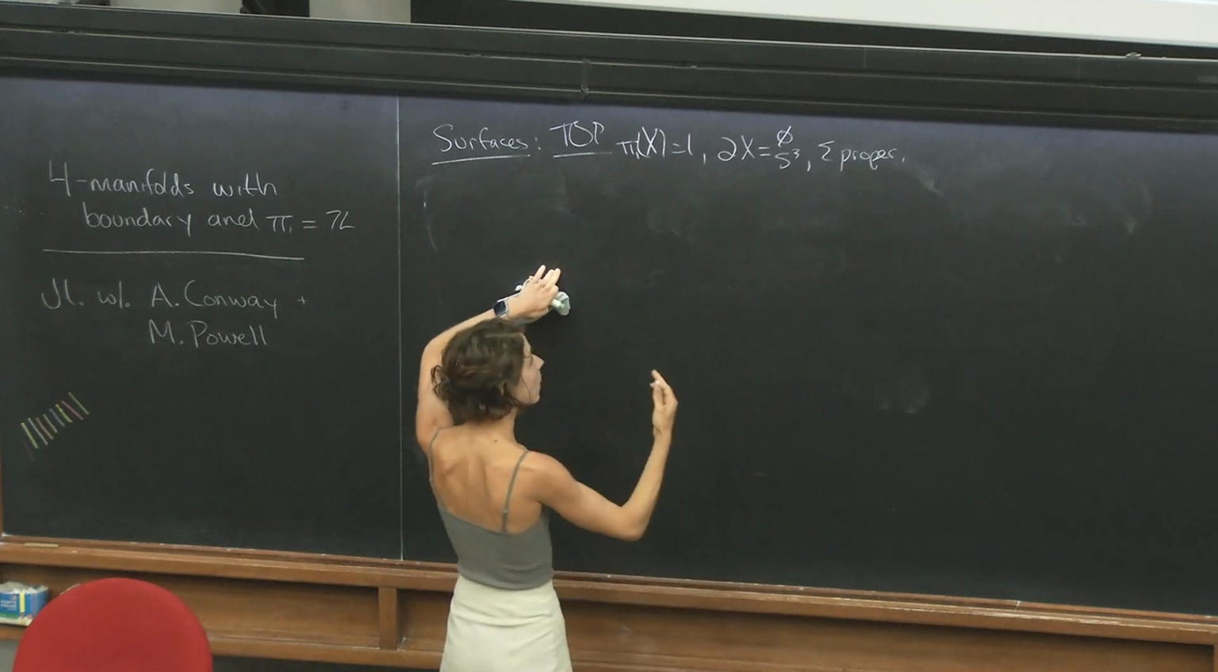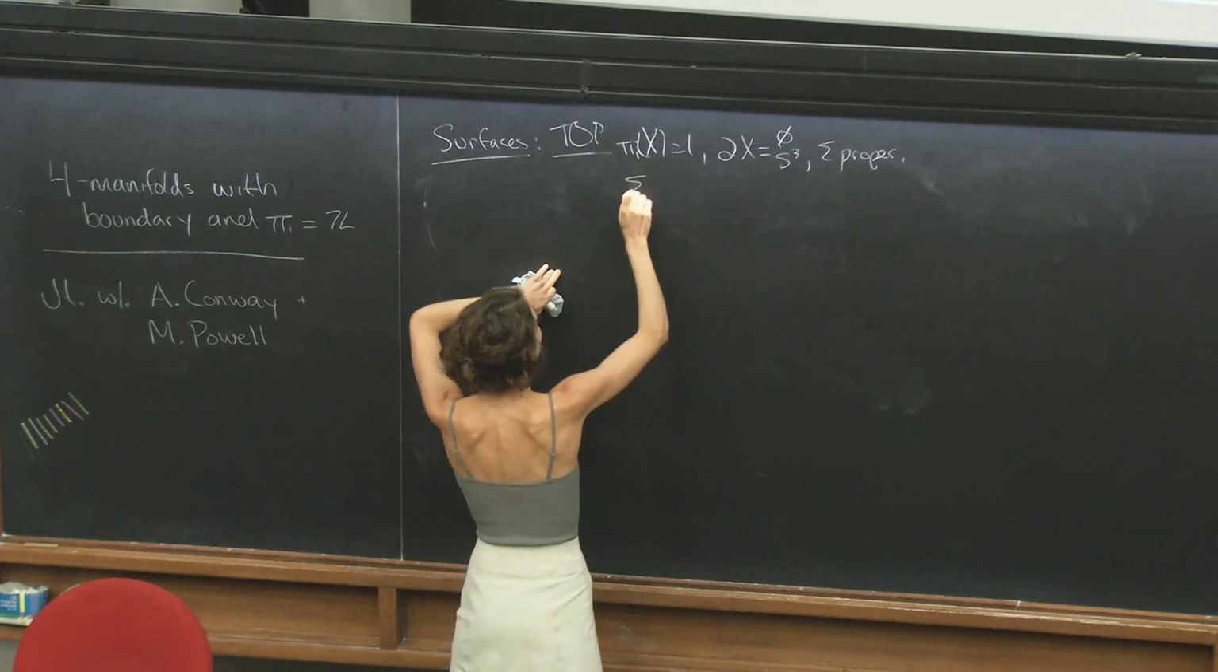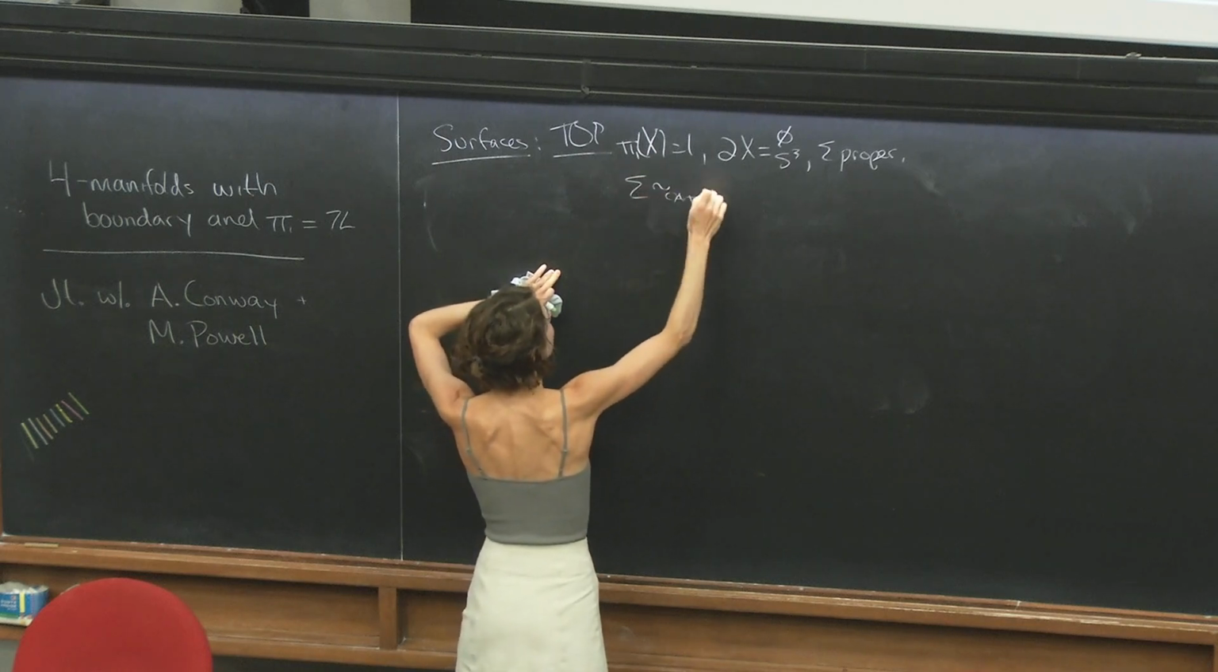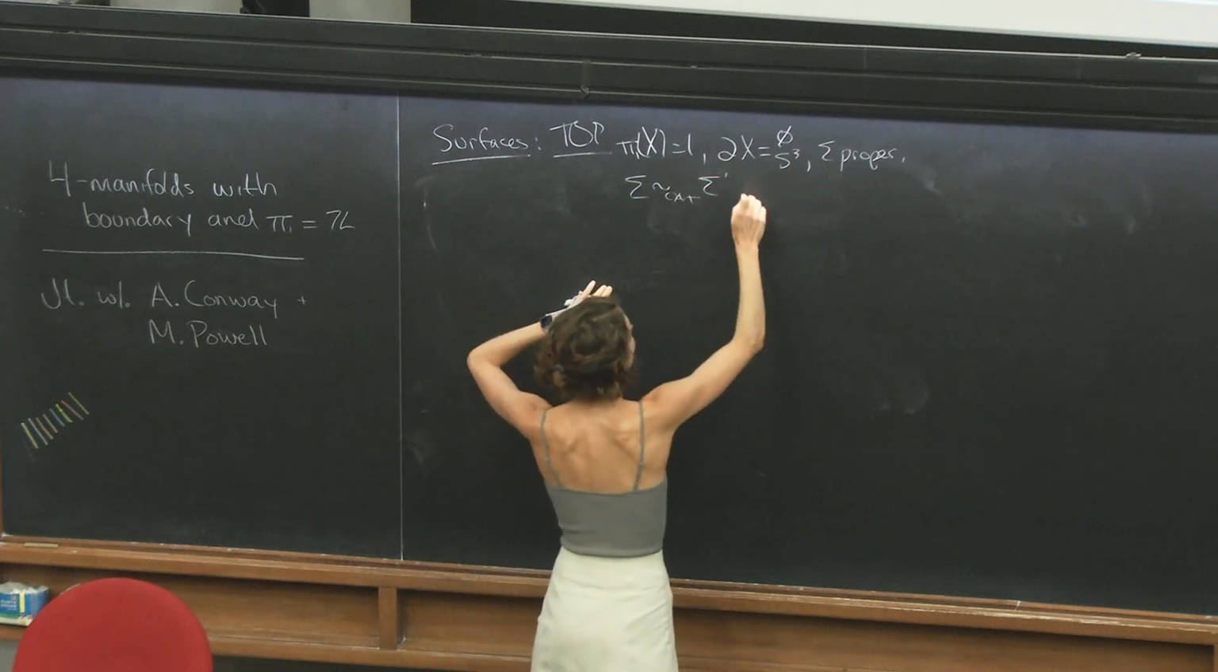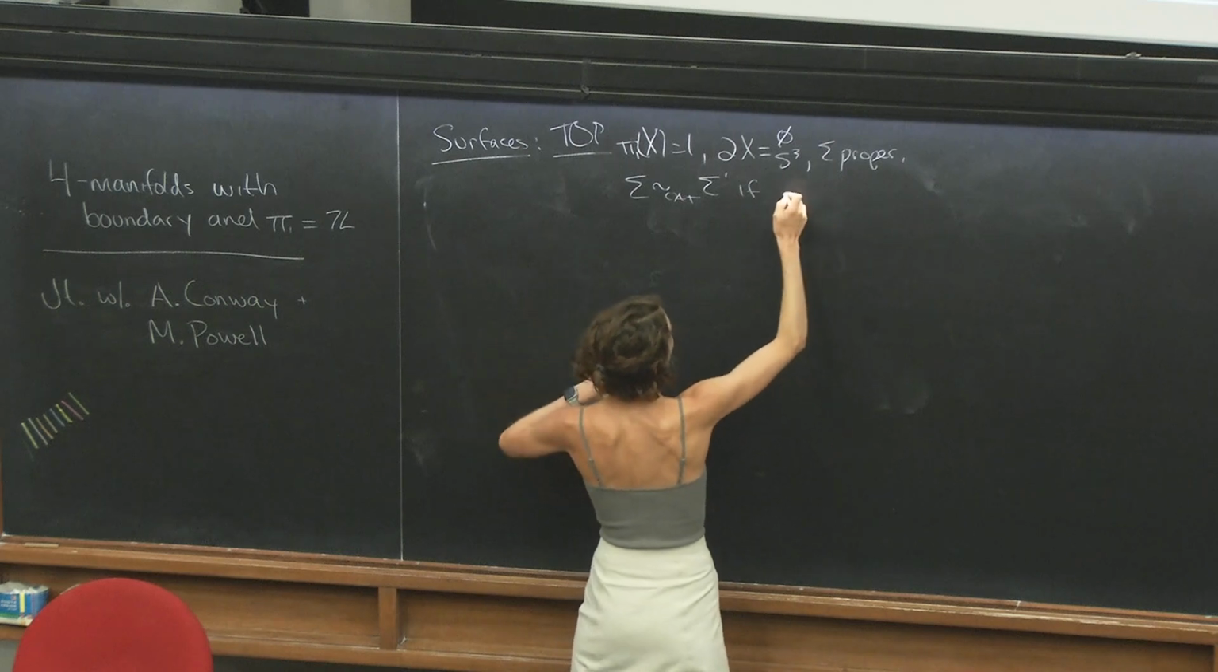And what I'm going to use for an equivalence here is that I'm going to say that in either category, a pair of surfaces are the same if there's a homeomorphism or diffeomorphism of pairs.